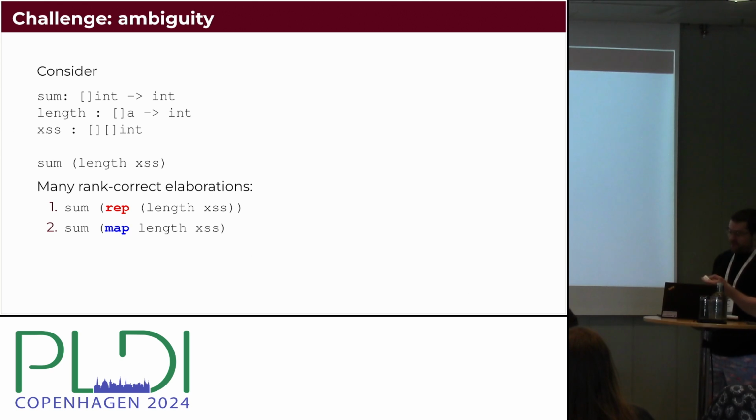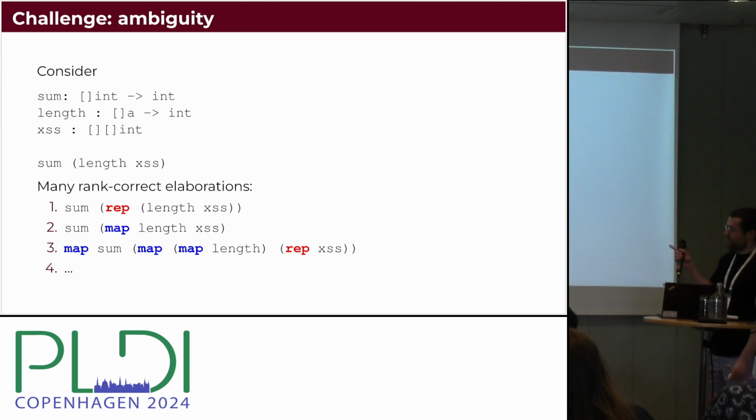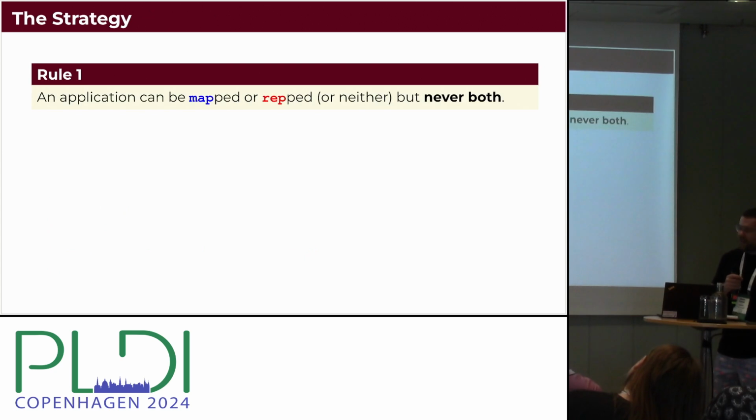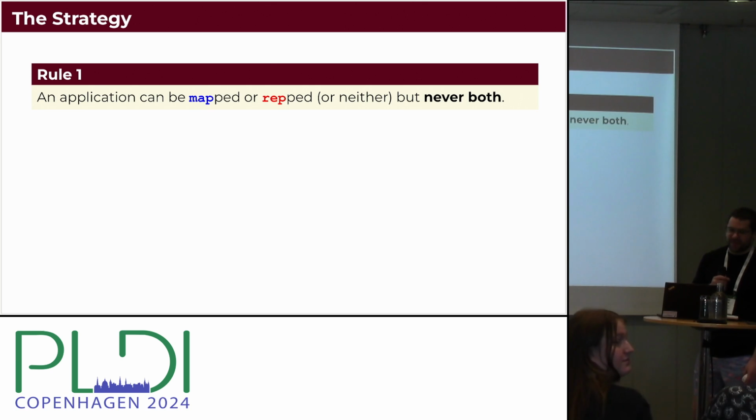But of course, there are in fact infinitely many ways to do this, because you can always insert extra reps to overcome maps and keep doing this forever and ever. So in this case, there are actually infinitely many ways to make this thing rank correct. So the question is, how do we choose? And to choose, we've invented two rules here. The first one is that we say that an application can be mapped or repped, but it can never be both.